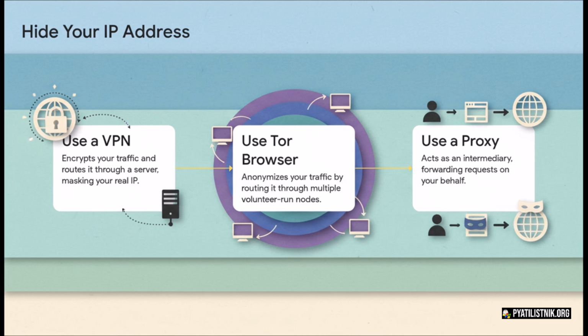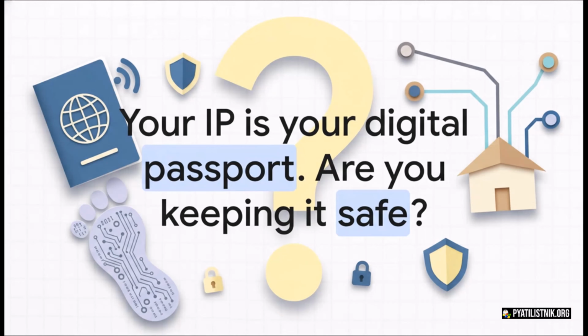The most common way is with a VPN, or a virtual private network. It basically encrypts all your traffic and routes it through a server somewhere else in the world. So to any website you visit, it looks like you're coming from that server's location, totally masking your real IP. For even more privacy, you have things like the Tor browser or simpler tools like proxy servers that also act as a go-between.